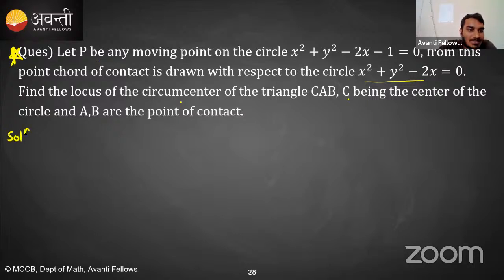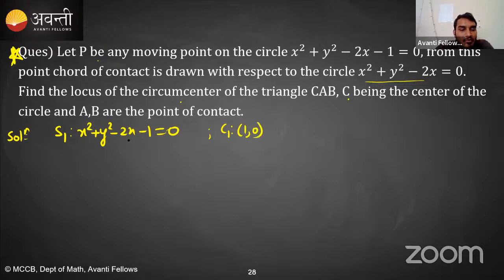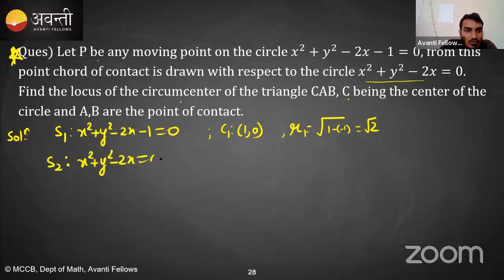First, let's assume S1 is x square plus y square minus 2x minus 1 is equal to 0. What is the center of this circle? The center is (1, 0), minus half the coefficient of x, which gives 1, and there is no y coefficient, so 0. And the radius is root of 1 plus 1, which is root 2. And let's assume S2 is x square plus y square minus 2x is equal to 0. What is the center of this circle? (1, 0), and what is R2, the radius? 1. See, S1 and S2 have the same center, but the radius of S1 is root 2 times the radius of S2.